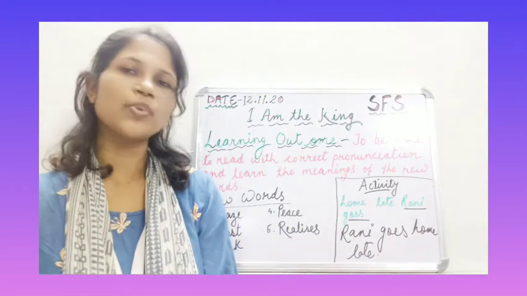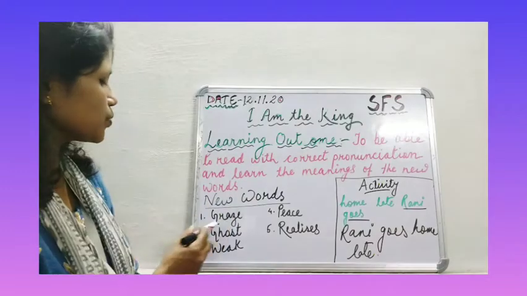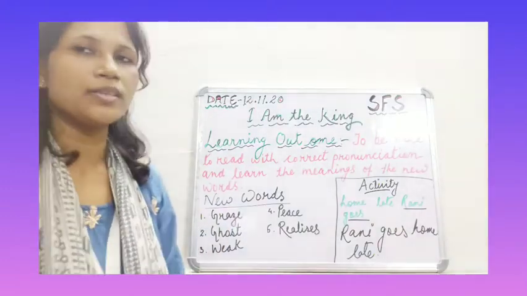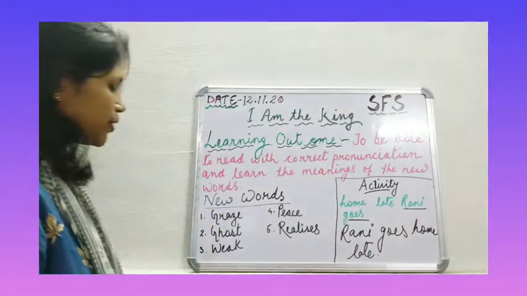Now let us quickly do the word meanings. What are the new words given? These are the 5 new words we have got in this particular chapter. Now the first one is graze.